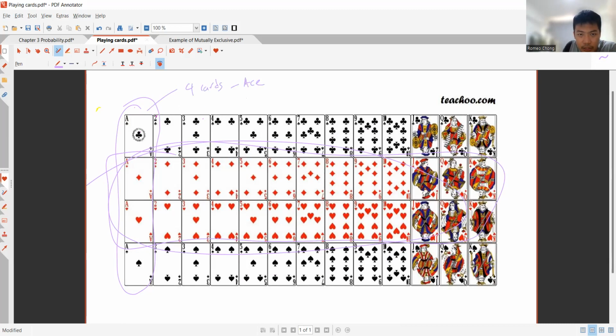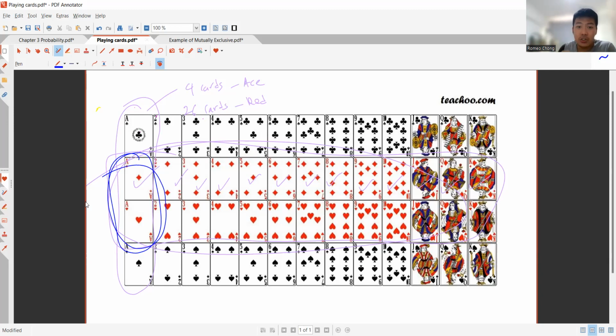And for the red cards, how many red cards are there? 1, 2, 3, 4, 5, 6, 7, 8, 9, 10, 11, 12, 13. 13 times 2 is 26, meaning that there are 26 cards with the red color symbol. And I want you to pay attention to this part. You will notice that there is some overlapping. How many is overlapping? 2 of them. Why? Because you will have 2 cards showing ace and it is a red card at the same time, meaning that you have 2 red cards showing ace.